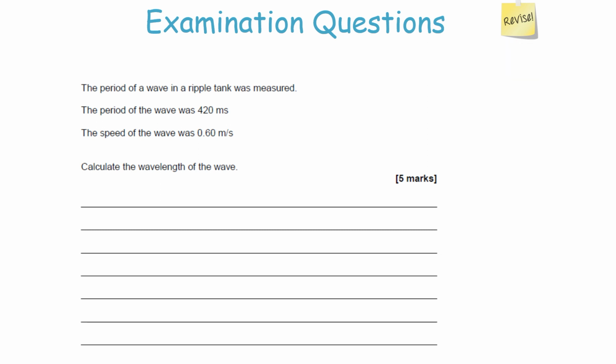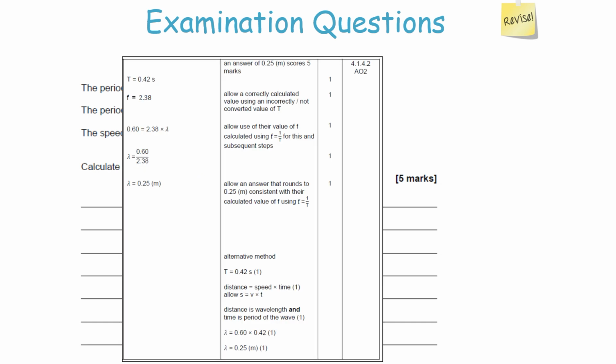Right, so how do you answer this question? Well, again, it's a 5-mark question, so you're going to need a couple of equations here. Now, you're given the period, you've got the speed, and we want to work out wavelength. Now, we should know that speed is equal to frequency times wavelength, so therefore, we can work out our value of wavelength from the speed and from the frequency. Sorry, from the frequency and the speed, my apologies. But we're not actually given the frequency in the question, we're given the time period. So what we've got to do first is convert our time period into a frequency.